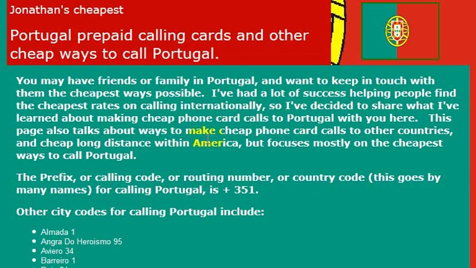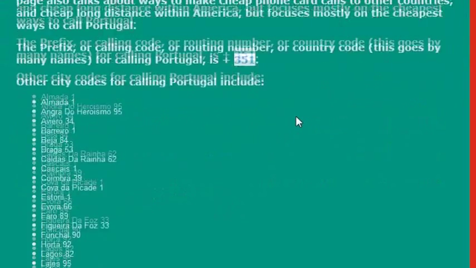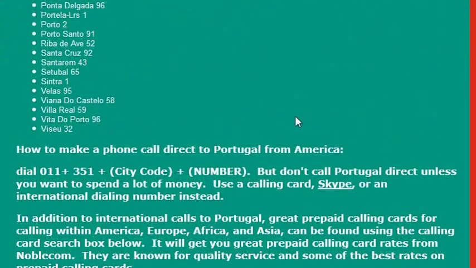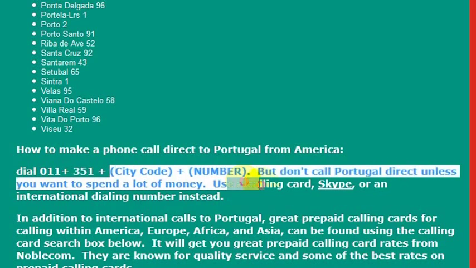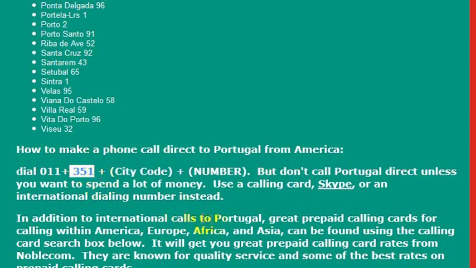In any case, what you need to do in order to make a phone call to Portugal is know the country code, which is 351. So if you were looking to make a phone call to Portugal and you were dialing from a landline in the United States, you would dial 011. That would get you an outside dialing code, basically, to dial an international phone number. Then you would dial 351, which is the country code for Portugal, and then the phone number you wanted to reach. Again, the country code for Portugal is 351.